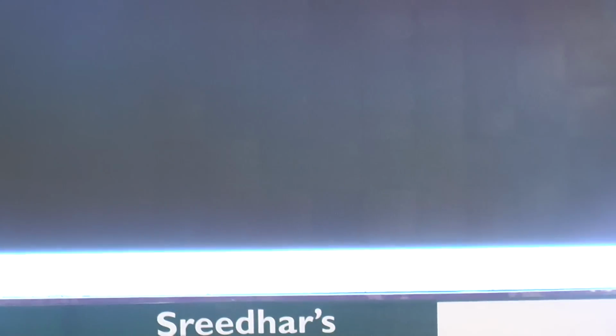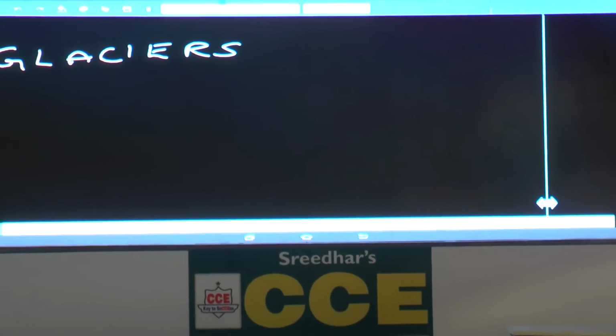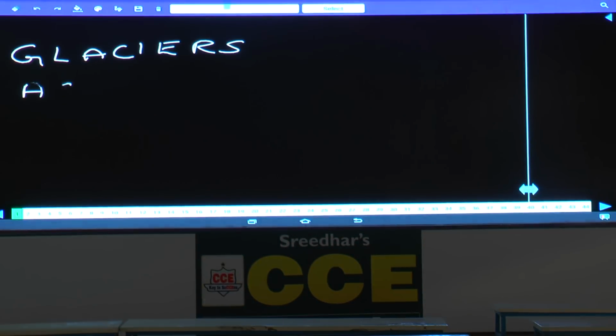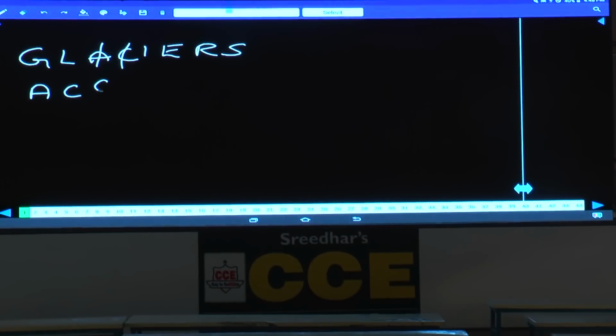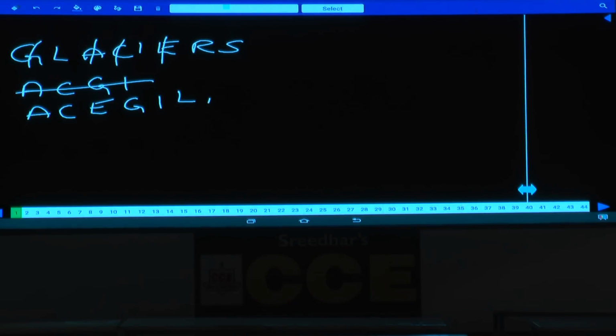Then 65. Now in this question number 65, all the letters of the word glaciers are arranged in the alphabetical order from left hand side to right hand side. This must be A, C, next one is G, next one is I, A, C, E is also there. After this E, G, I, L, R, S.